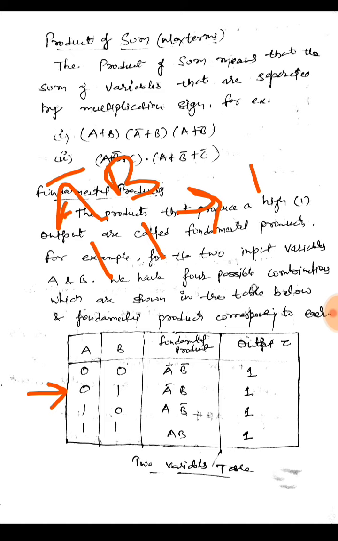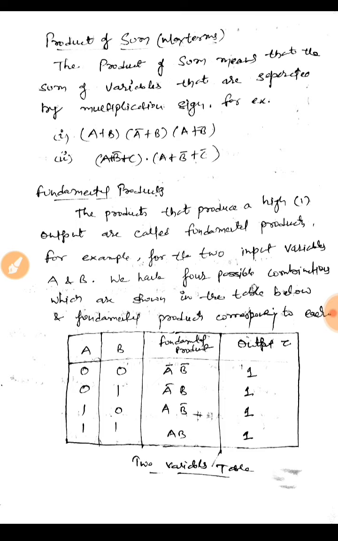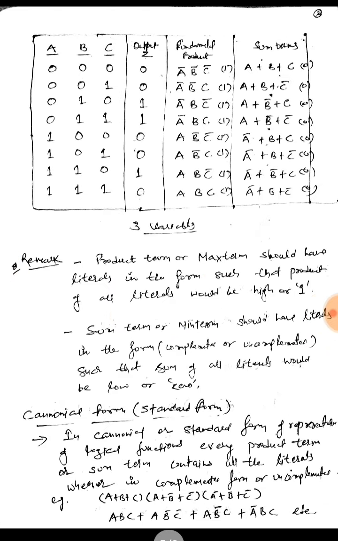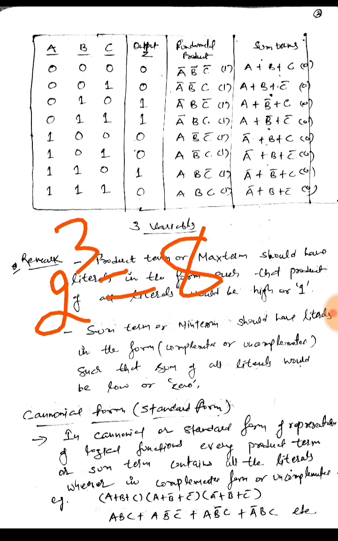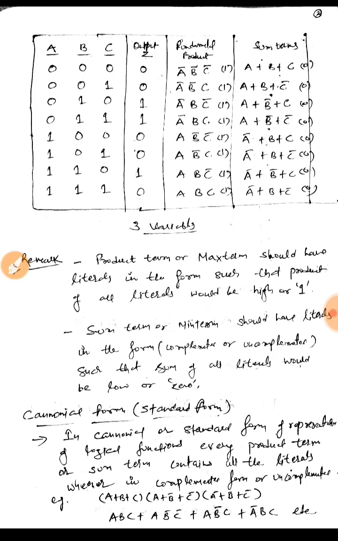So the fundamental product terms would always have a value 1. That is, these are called the max terms. The product terms or fundamental product terms are called max terms. Similarly, if we see in the 3 variable truth table, which will be having 2 raised to power 3, that is 8 possible combinations, 0 to 7, that is 8 combinations.